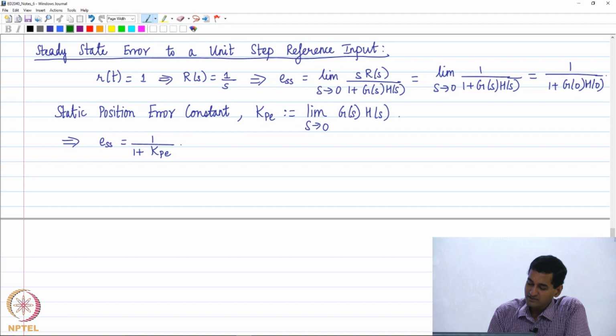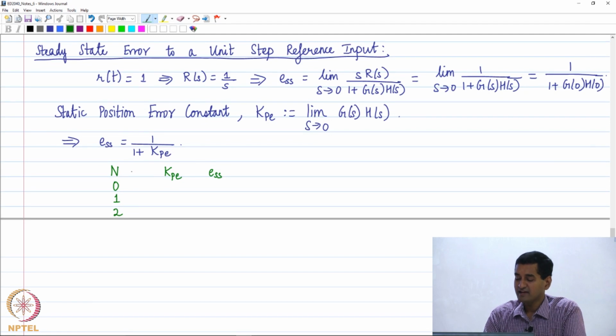So now let us look at what happens when N equals 0, when N equals 1, when N equals 2 and so on, right. So what do you think happens to KPE when N is equal to 0?